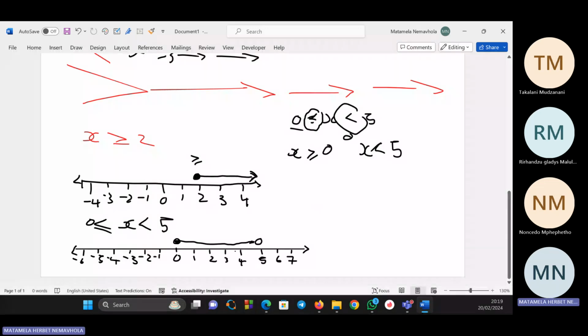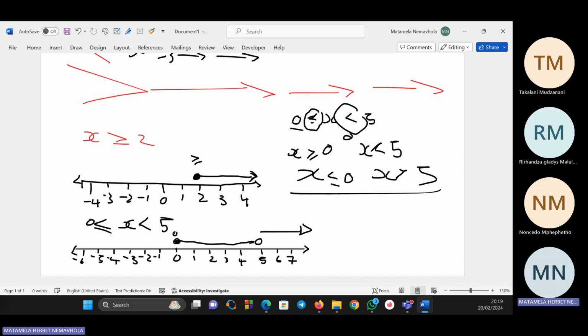But some of them, you will find that they are not joining, they are separate. For example, if x was less than 0 and x is greater than 5, you'll find that this line was going to go that way and this one that way. That is only an example. But for this condition that we have here, this is how you draw it.